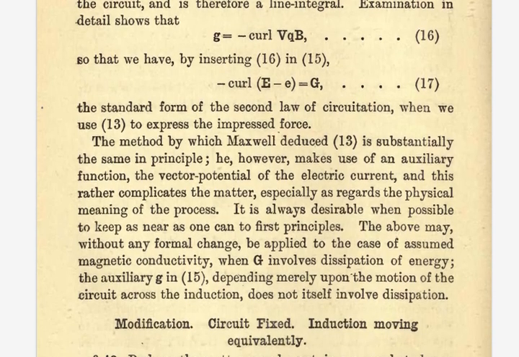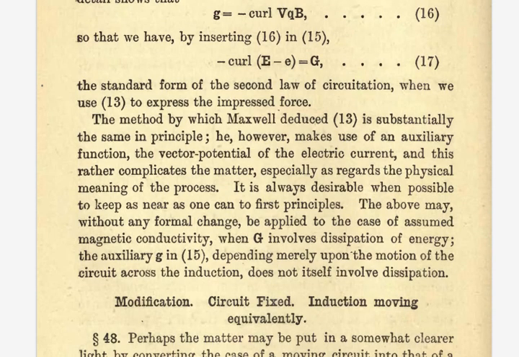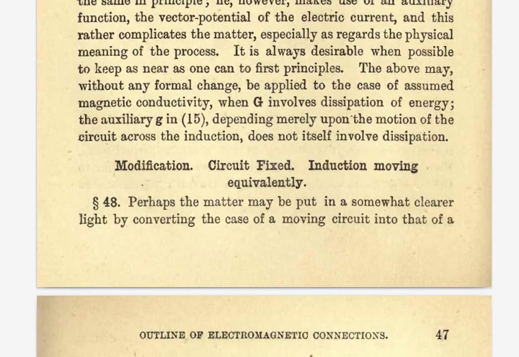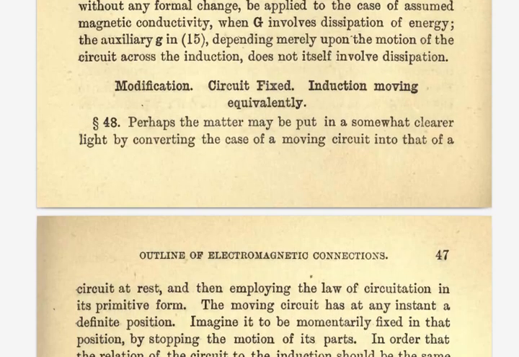The method by which Maxwell deduced 13 is substantially the same in principle. He, however, makes use of an auxiliary function, the vector potential of the electric current, and this rather complicates the matter, especially as regards the physical meaning of the process. It is always desirable when possible to keep as near as one can to first principles. The above may, without any formal change, be applied to the case of assumed magnetic conductivity, when G involves dissipation of energy. The auxiliary small g in 15, depending merely upon the motion of the circuit across the induction, does not itself involve dissipation.